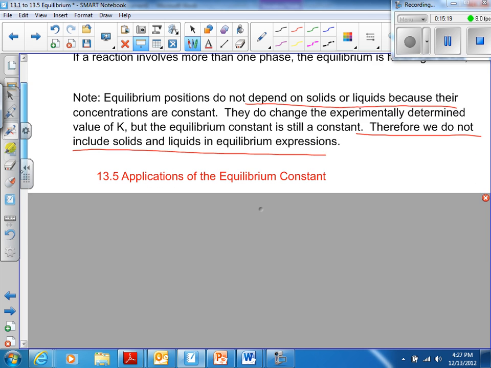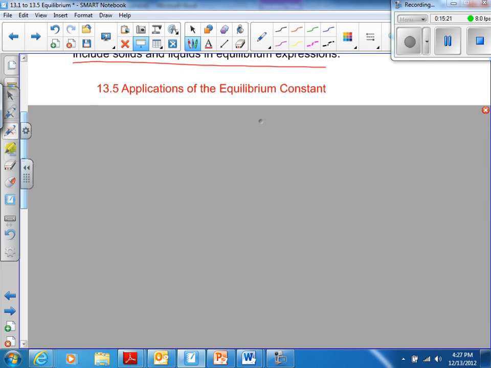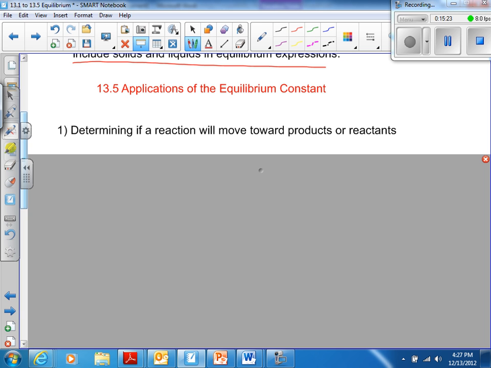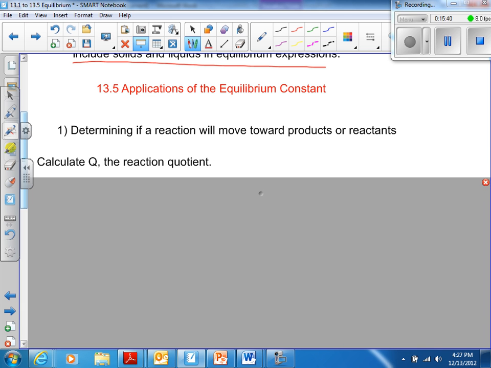Okay, get into some fun stuff. Applications. First application. You can determine if a reaction will move forward towards products. Move toward products or reactants. Forward towards products or reverse towards reactants. If you know the equilibrium constant and the initial concentrations.